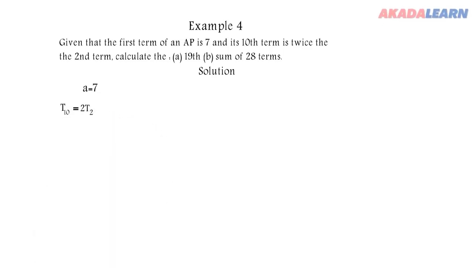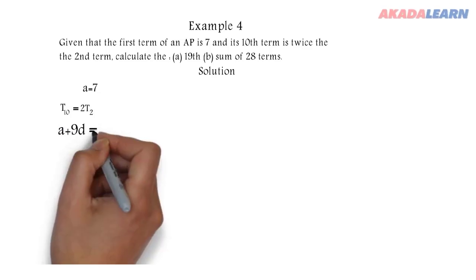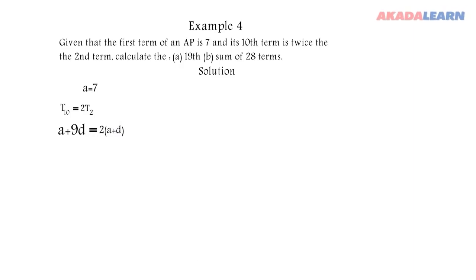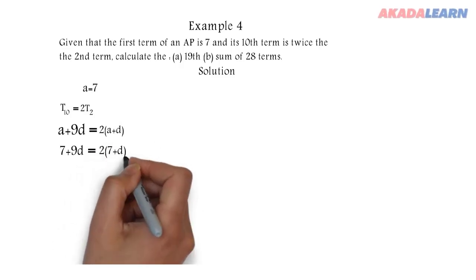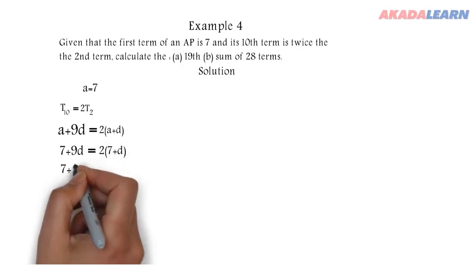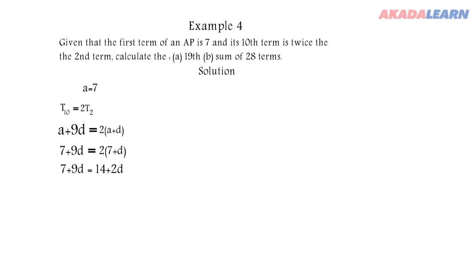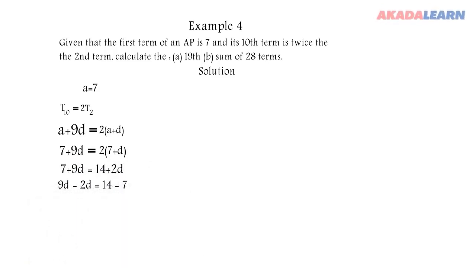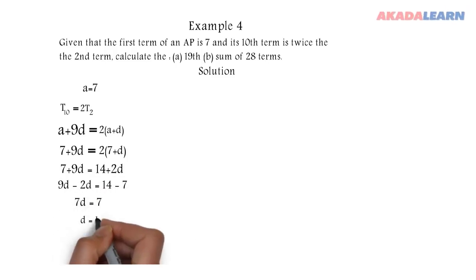Okay, so let's simplify further. T10 is a plus 9d, so we say 2 open bracket, T2 is a plus d. So let's substitute in the value of a and simplify. a is 7, so 7 plus 9d is equal to 2 times 7 plus d. Let's open up the bracket on the right hand side and simplify. So 9d minus 2d is equal to 14 minus 7. So 7d is equal to 7. Divide both sides by 7, and we have our common difference to be 1.